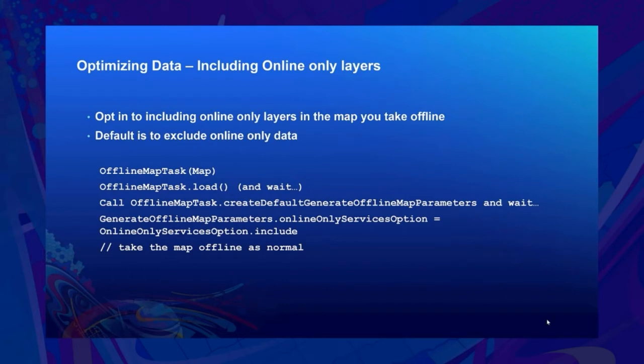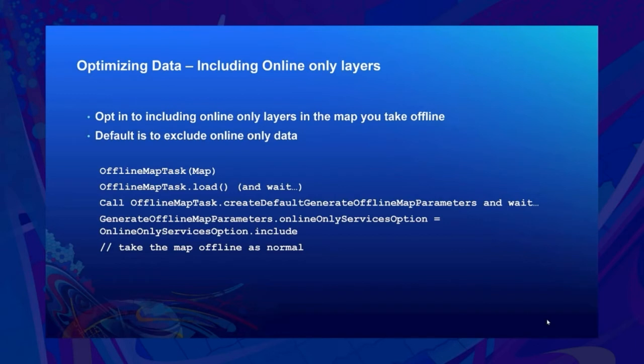We've added a new option in the last release of Runtime that allows you to choose whether you want to include online only layers in the map that you take offline. Now, this is a new option because in the past, when you take a map offline, it's been guaranteed that it will work entirely offline. All of the data is downloaded to the device, and you can be sure that it's all going to be there and work when you have no network connection. And that's still the primary use case for an offline workflow. So that's the default, to exclude online only data.